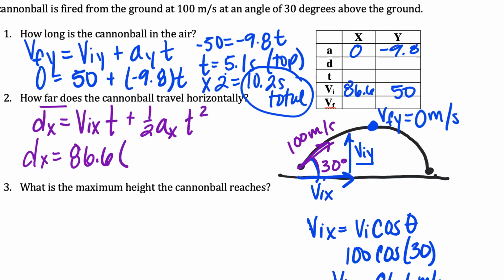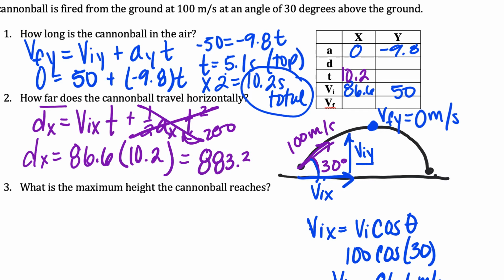Now, we had two times: the time to the top and the full time. This full time is what we want to work with. So I need to add that to my chart over here. My full time is 10.2. And then the second half of this I can just go ahead and get rid of, because that acceleration is 0. So we're just going to multiply 86.6 times 10.2, and that's going to equal 883.3 meters. So this cannonball flew quite far, unrealistically far.